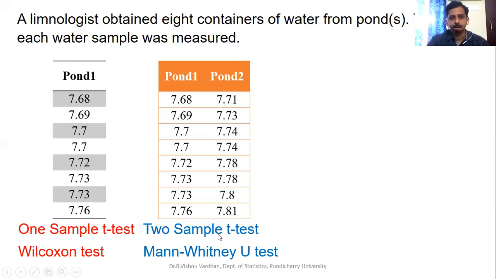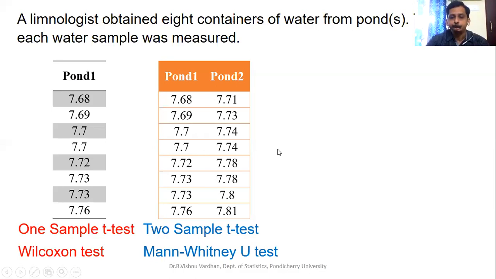I repeat again, whenever a single population is there, the parametric test is the one sample t-test. The non-parametric test is the Wilcoxon test. Now, when we have two independent populations, we have to use the two sample t-test and the Mann-Whitney U-test. I will take up the assumptions when we start writing the R code and how to interpret the outcomes.